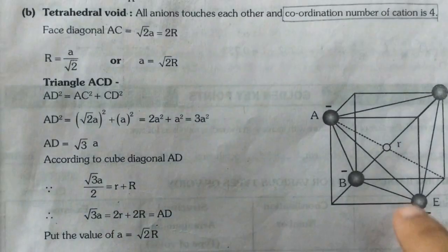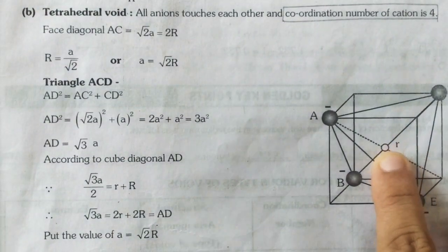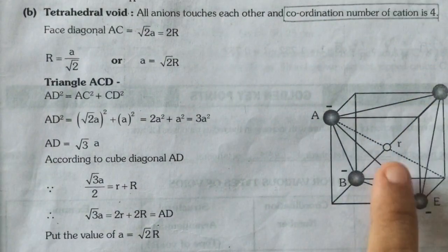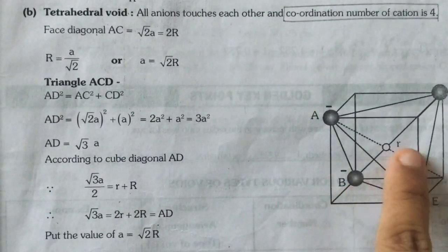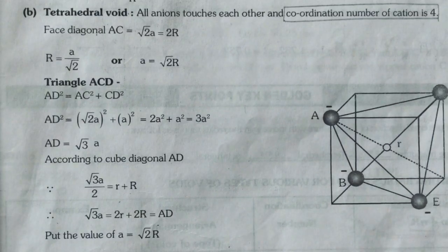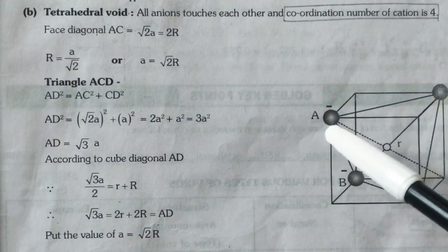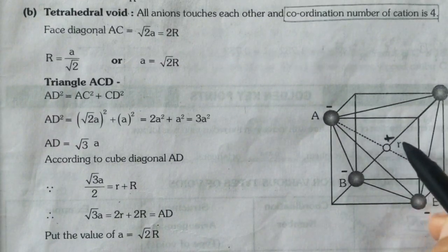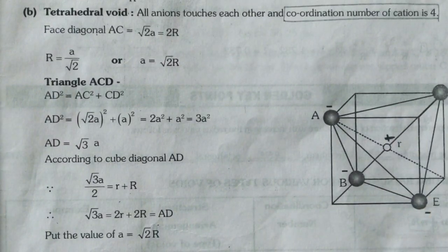See here, students, this is the central void and these 4 atoms are touching it. So the coordination number of this cation, this is your cation. Cation is smaller in size and anion is bigger in size. So definitely these anions are bigger, so for that we are taking capital R, and this cation is smaller, and for that we are taking small r.